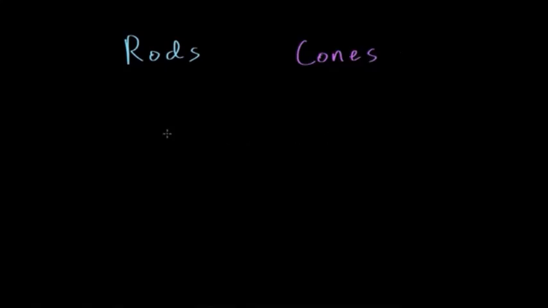Let me draw a very simplified schematic of a rod, just to give you an idea of what it looks like. So rods actually get their name because if you look at a rod under a microscope, it has this elongated cell body that gives it a rod shape. So a rod is a photoreceptor. It's a very specialized type of nerve that's able to take in light and convert it into a neural impulse.